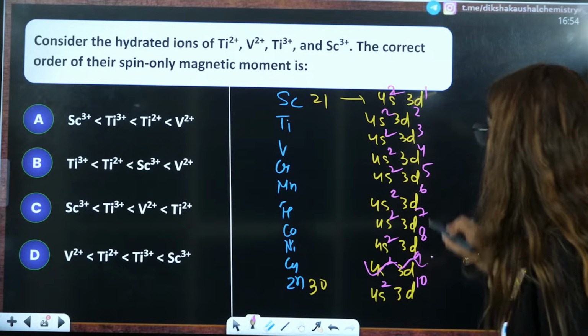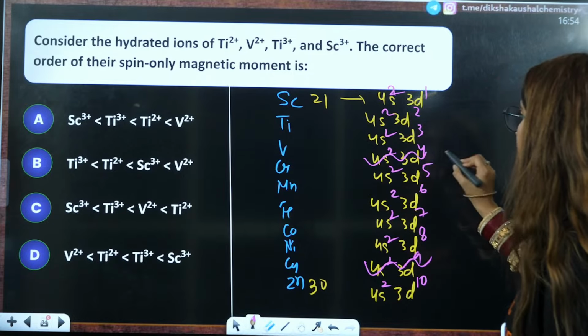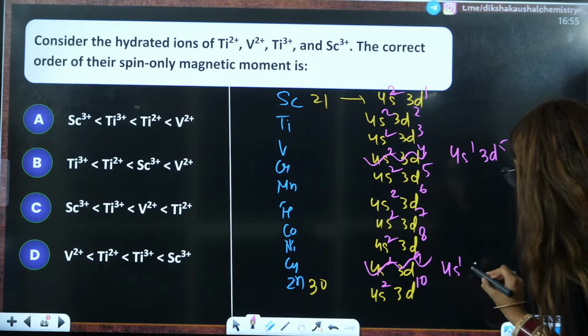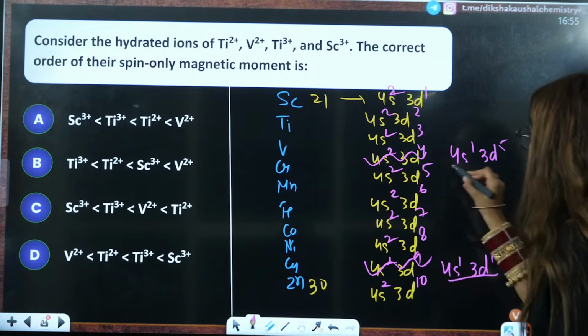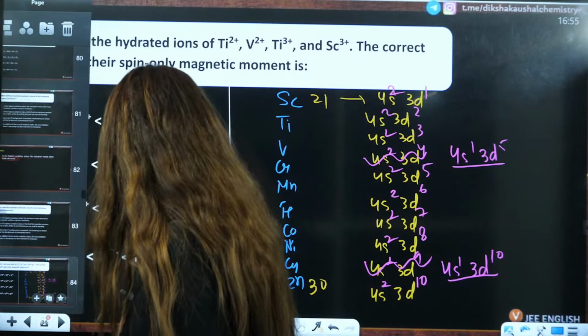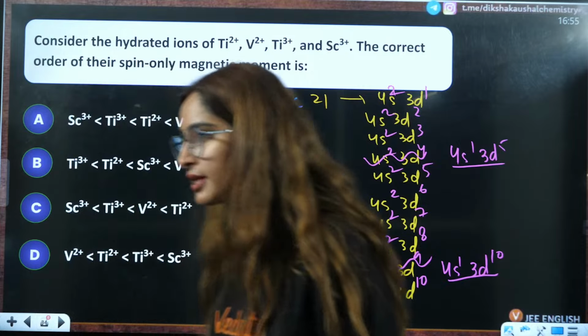Out of this, copper and chromium are the exceptional ones. Chromium will be 4s1 3d5 and copper is 4s1 3d10. If you know these electronic configurations, easily you will be able to answer these questions here.